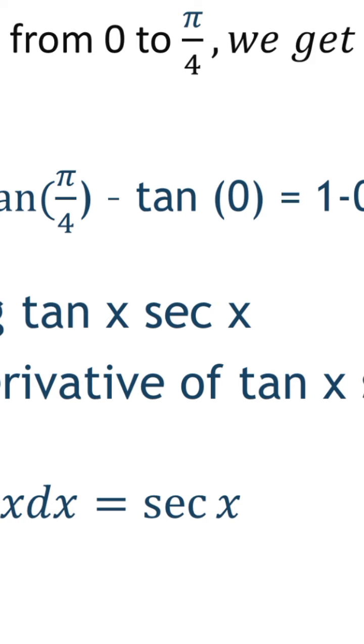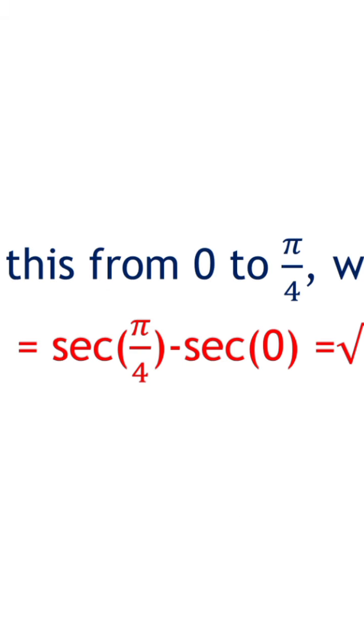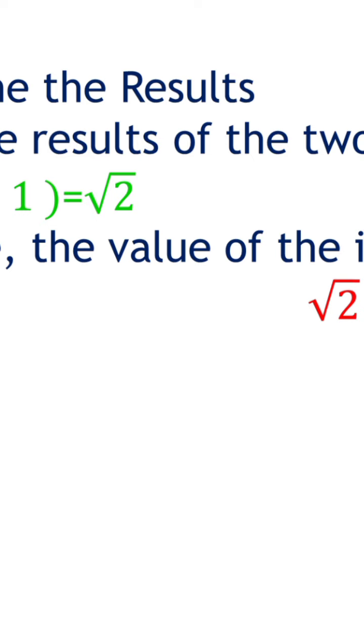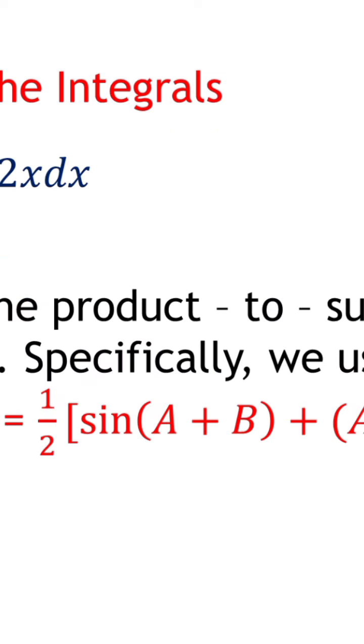Integrating tangent x secant x, the antiderivative of tangent x secant x is secant x. Evaluating this from 0 to pi over 4, we get secant pi over 4 minus secant 0 equals square root of 2 minus 1. Then combine the results, adding the results of the two integrals: 1 plus square root of 2 minus 1 equals square root of 2. Therefore, the value of the integral is square root of 2.